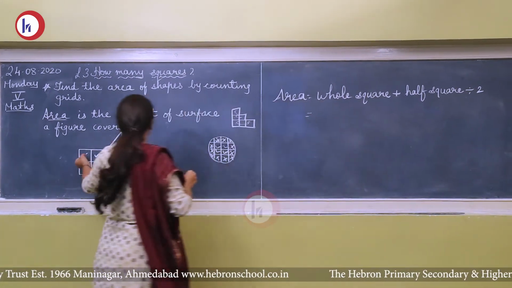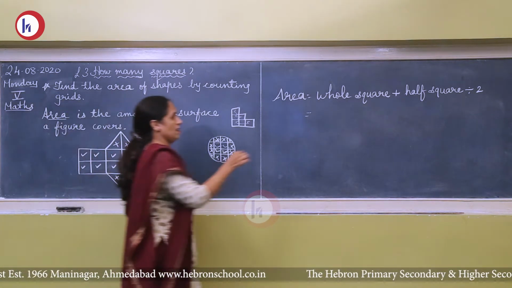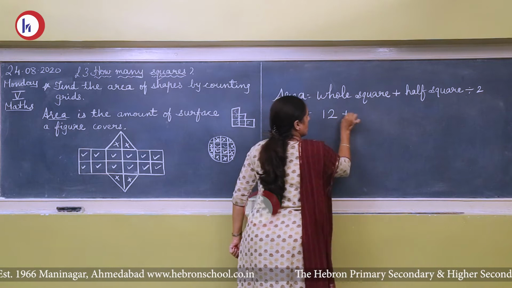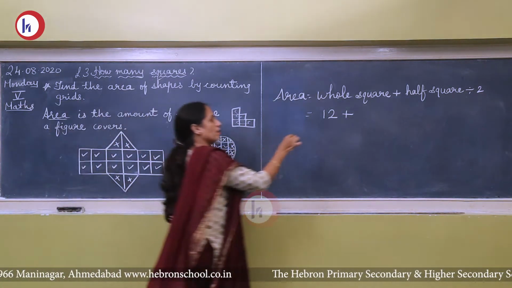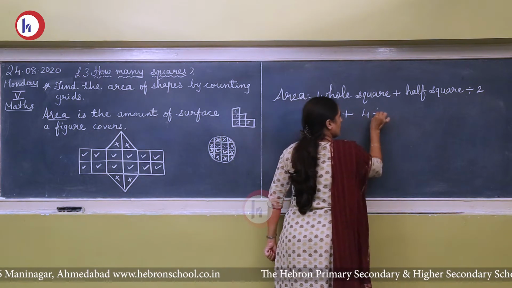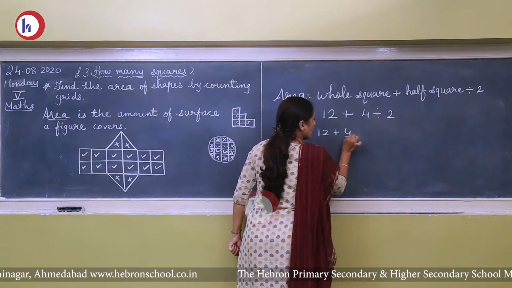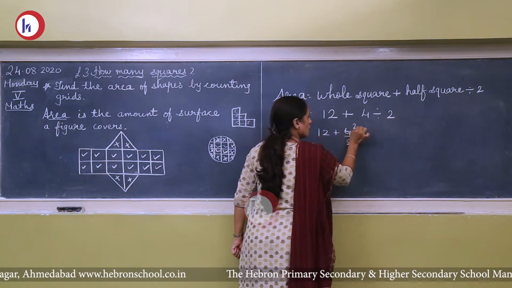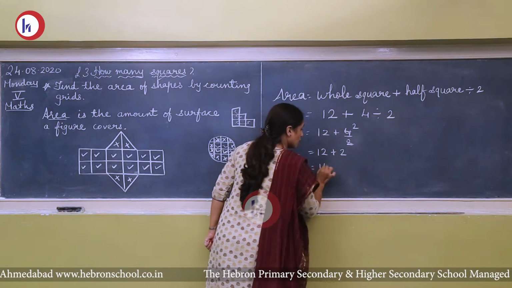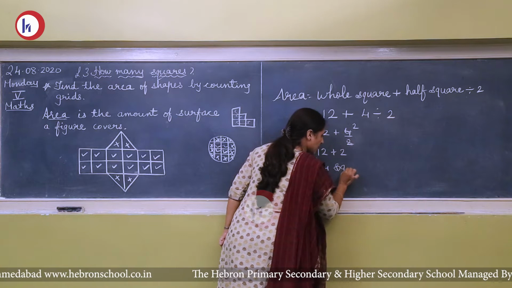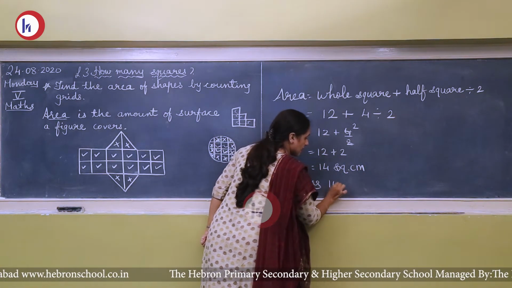Full square, how many? 1, 2, 3, 4, 5, 6, 7, 8, 9, 10, 11, 12. Half square? 1, 2, 3, 4. 12 plus 4 divided by 2 is equal to 12 plus 4 upon 2. 2 2s are 4. That means 12 plus 2, that means 14 square centimeter. Answer is 14 square centimeter.